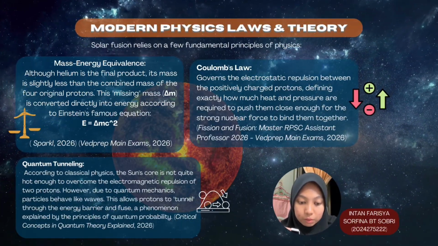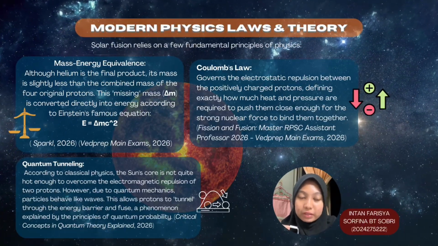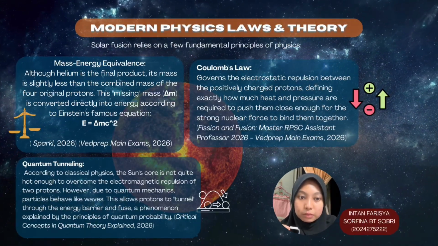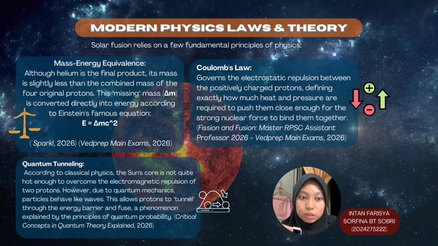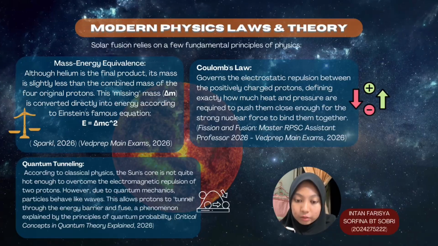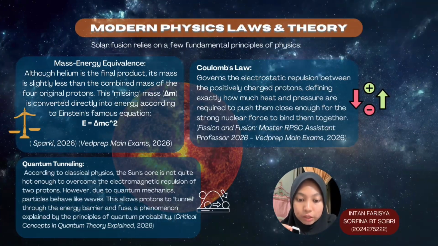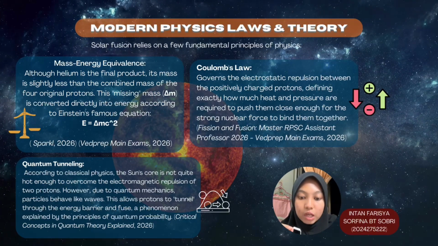The phenomenon is explained by the principle of quantum probability. Protons can still fuse even if they don't have enough energy to overcome repulsion. This happens because particles can tunnel through barriers due to quantum physics. And lastly, Coulomb's law governs the electrostatic repulsion between the positively charged protons, defining exactly how much heat and pressure are required to push them close enough for the strong nuclear force to bind them together.